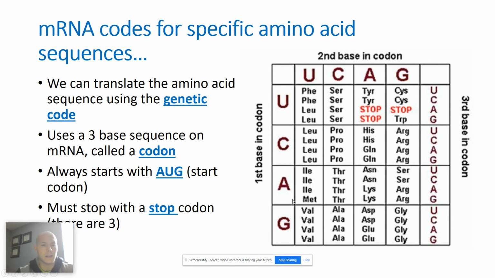I should correct myself. I think I said alanine was the start. It should be methionine. Sorry about that. So AUG, MET is always going to be our starting point.